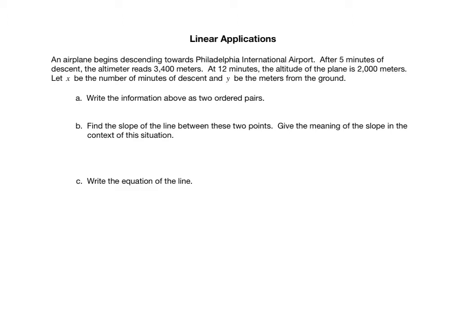So just to make sure everybody's clear, altitude is the distance between the ground and the plane, and the altimeter is the instrument that shows the pilot the altitude. Let's go through this problem. It's broken down into several sub-questions.